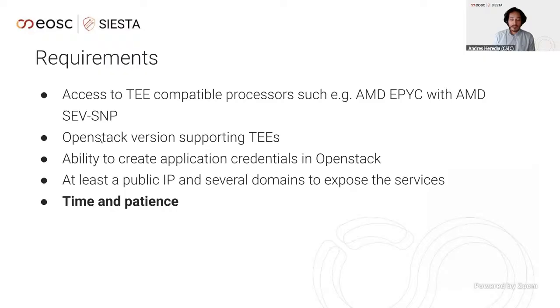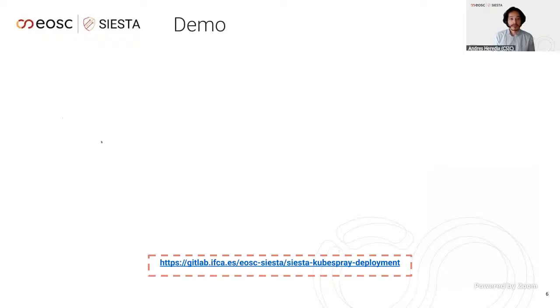We also need a project and the ability to create application credentials, because we will be creating servers, networks, and other things inside OpenStack, and at least one public IP and several domains to expose the services, because we need to access them from the internet, such as the Siesta dashboard. And of course, the biggest requirements of them all: time and patience. If you work in the field, you know what I'm talking about.